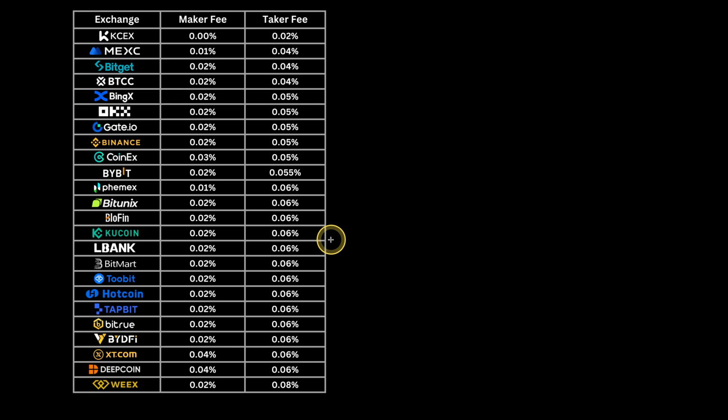Here you can see an overview and a comparison to other exchanges. As you can see, Tapbit with the 0.02 and 0.06% for maker and taker fee sits right about in the middle. So most of the other exchanges have exactly the same fee rates. Only a few are maybe a little cheaper and a bit more expensive. But overall, this is pretty much the industry average and standard when it comes to futures trading fees.